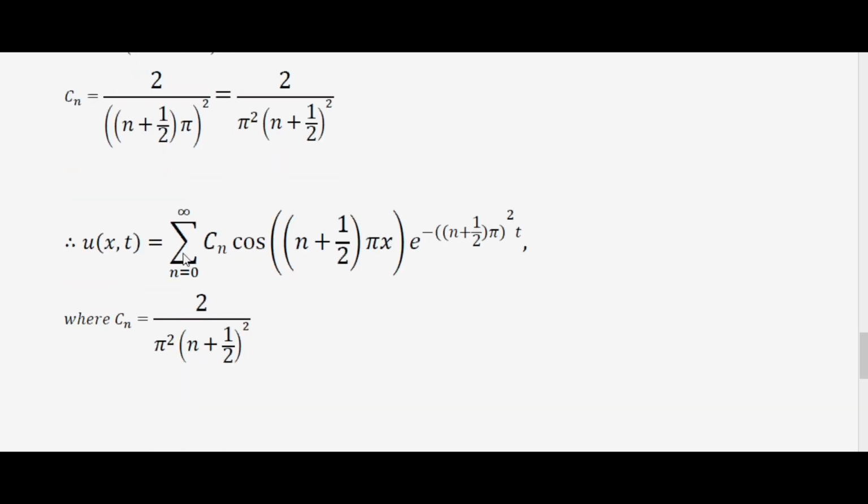Okay, it is proven that u(x,t) equals the summation of n equal to 0 to infinity of cn cos((n + 1/2)πx) e^(-(n + 1/2)²π²t), where our cn is 2/(π²(n + 1/2)²).